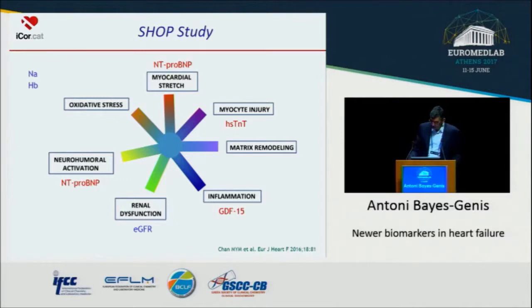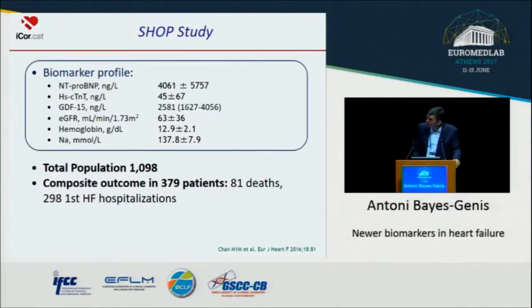And also, let's not forget that sodium and hemoglobin are also biomarkers that give us information about some comorbidities that this patient with heart failure also has. We need to bear in mind that anemia and iron deficiency is very important in heart failure, and sodium is also a predictive value of cardiovascular outcomes. So the SHOP study, this is your biomarker profile.